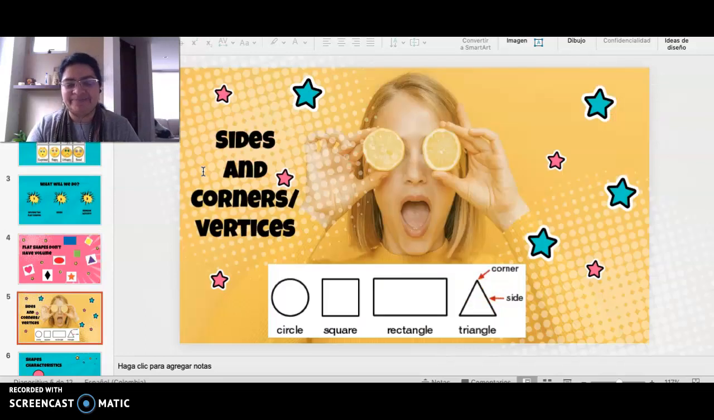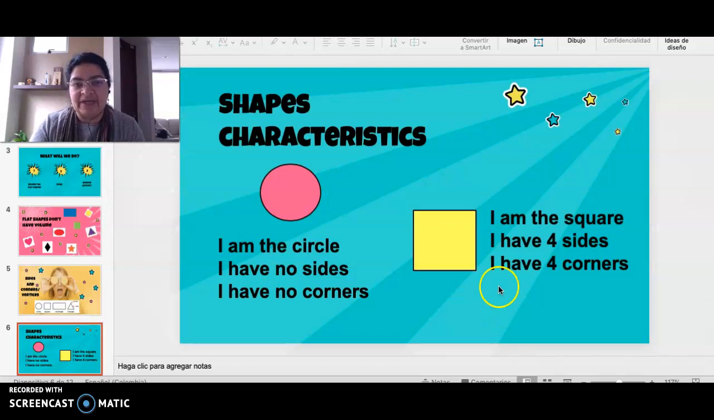Now, these shapes have sides and corners or vertices. Look at this example here, the triangle, the one that I am showing you. This little square point here is the corner, and this is the side. The other name that this corner receives is vertices, okay? Let's start with all of them. Look at these shapes' characteristics.